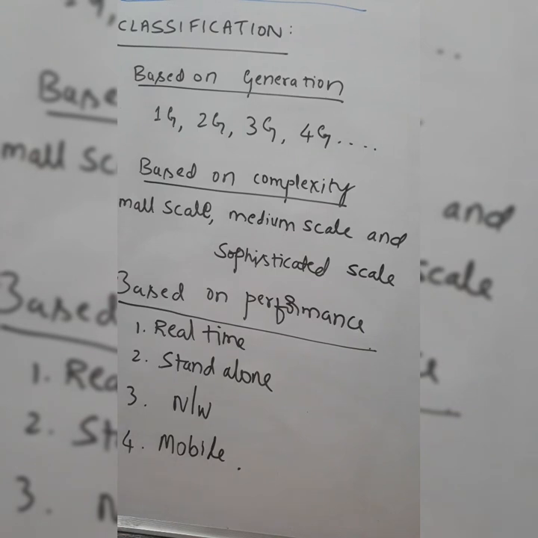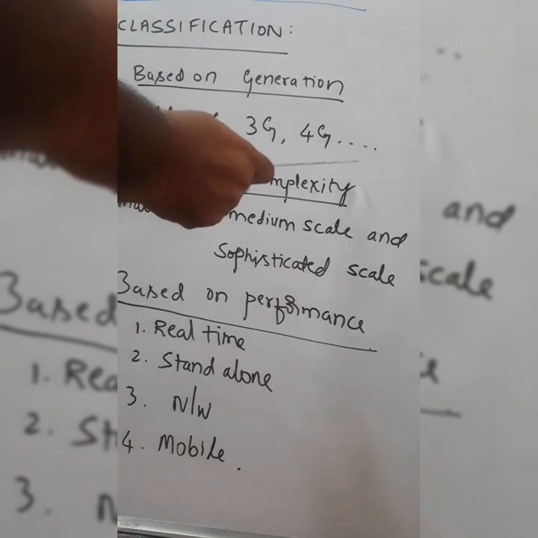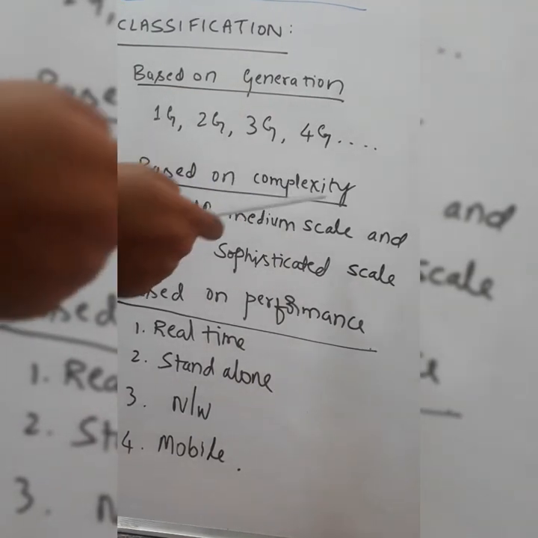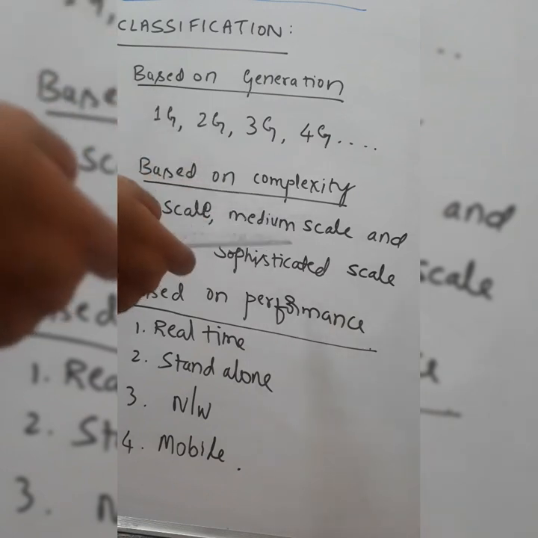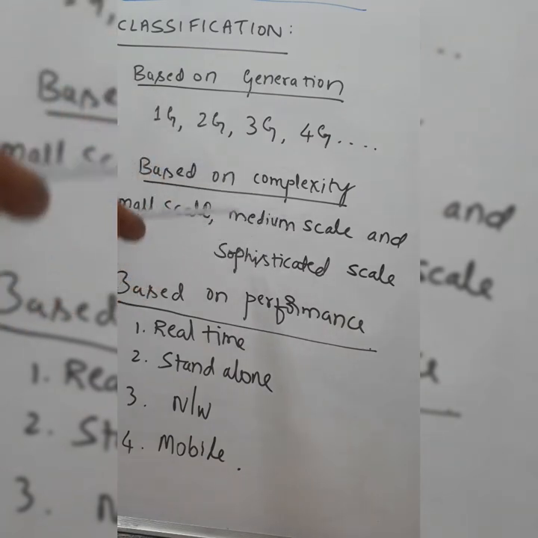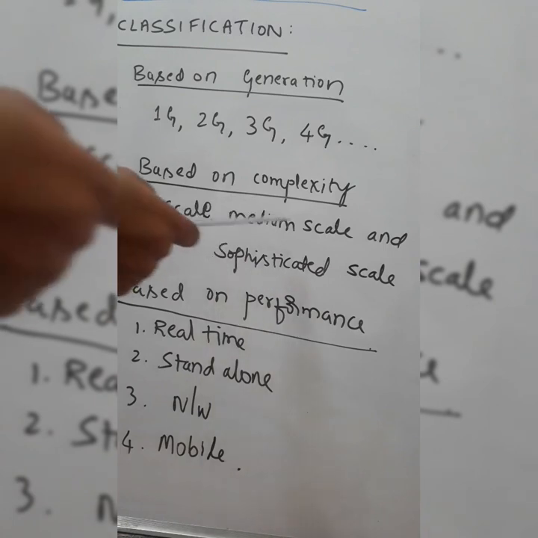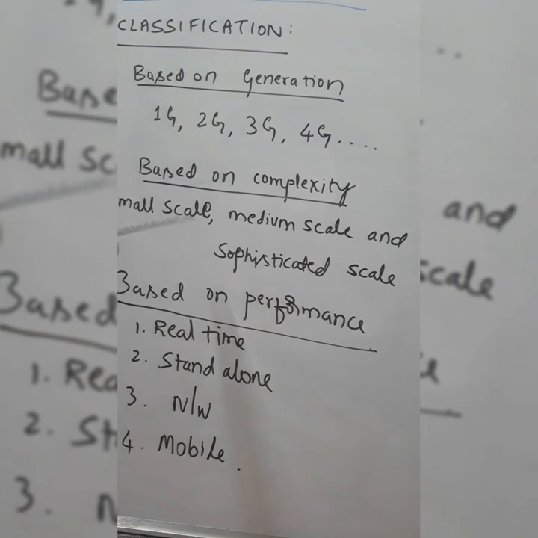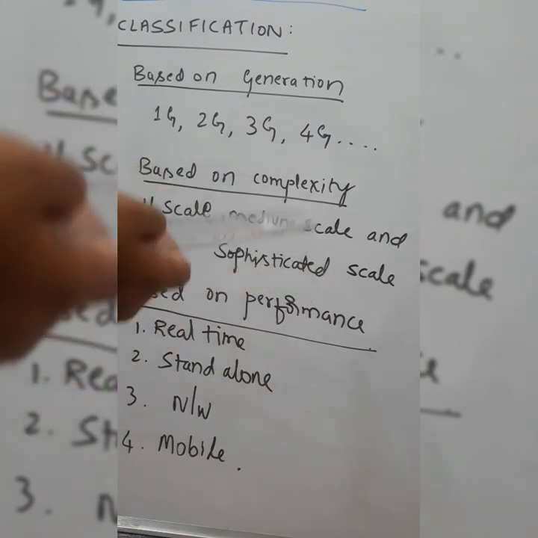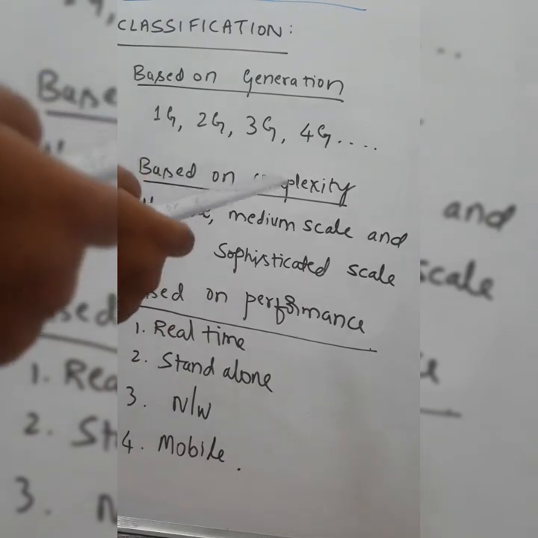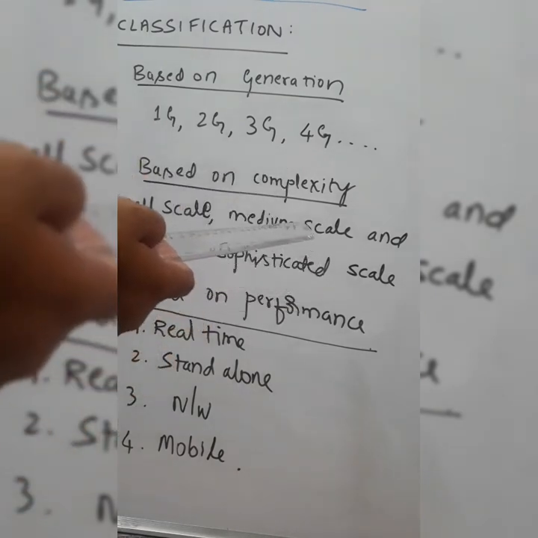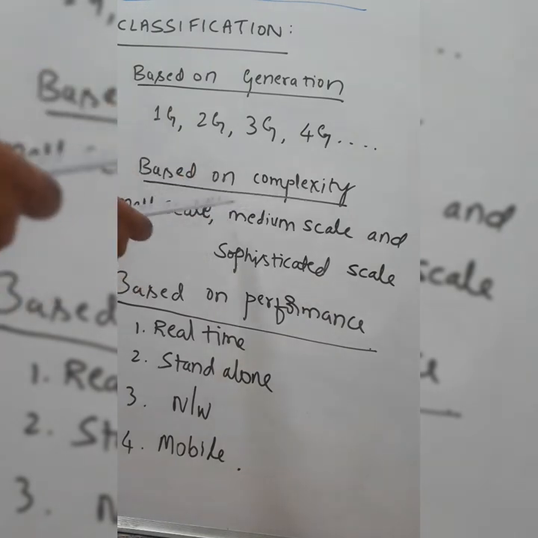Let's go to the classification of embedded system. Based on generation, that means based on the advancement, there are first generation, second generation, third, fourth generation, etc. Based on the complexity, that means the kind of microcontroller used as a core, there are different classifications such as small scale, medium scale, sophisticated scale, wherein the microcontroller could be 8-bit, 16-bit, 32-bit, 64-bit, like that. As the complexity of the microcontroller increases, the complexity of the embedded system will be small scale, medium scale and sophisticated scale.